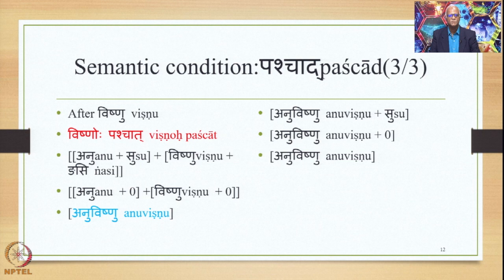Now when we use this in the sentence, we add the pratyaya su after it, anu Vishnu plus su. Now avyayibhava samasa is also an avyaya by the sutra avyayibhavascha. We apply the sutra avyayadap supaha and delete the pratyaya su, and so we get anu Vishnu plus zero and finally anu Vishnu as the subanta form.